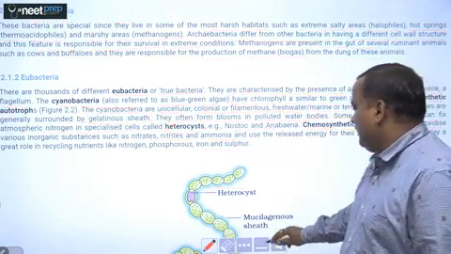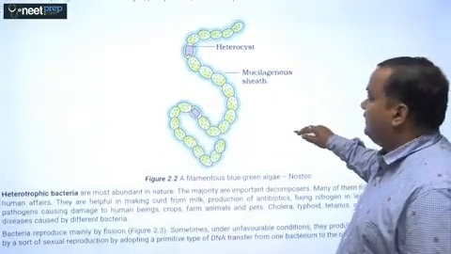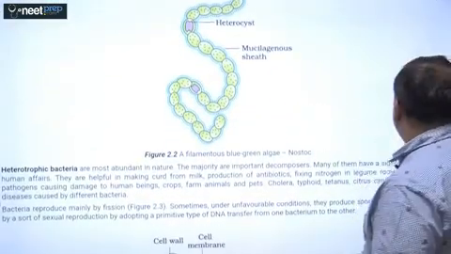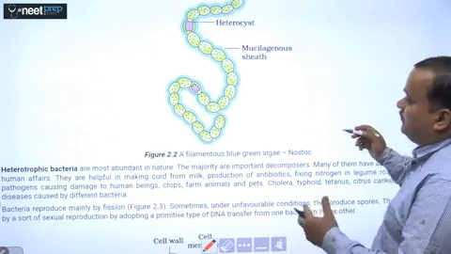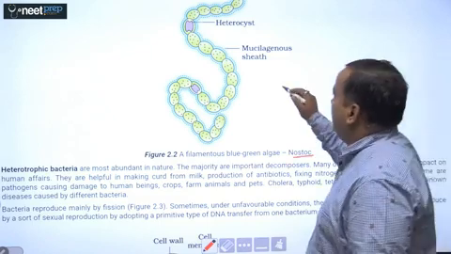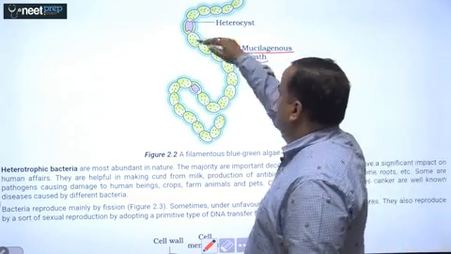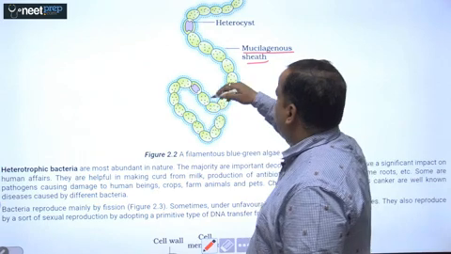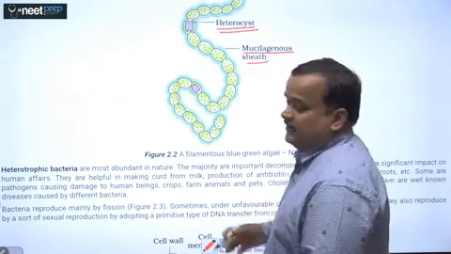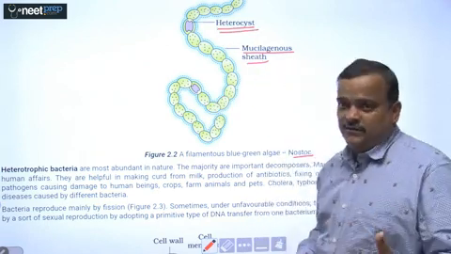Now this is a diagram of the blue-green algae Nostoc. You have a mucilaginous sheath which provides protection to this filament. Then there is the heterocyst, a specialized thick wall cell where fixation of nitrogen takes place.